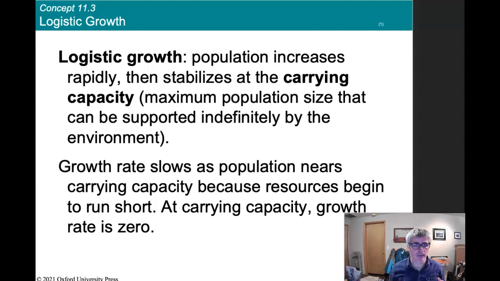And this allows for density dependent factors, meaning at low populations, there's low competition for food, higher survivorship, higher growth. At high populations, there's more competition, overall slower growth.